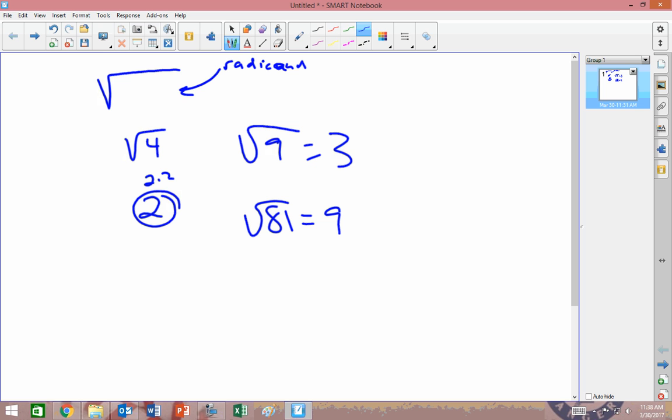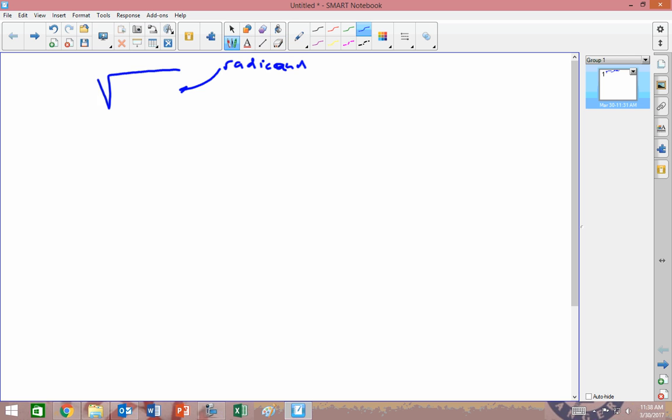As far as basic square roots go, is everybody tracking with me? We all got that down? So the inside is a radicand. What's a radical? The house. Okay.